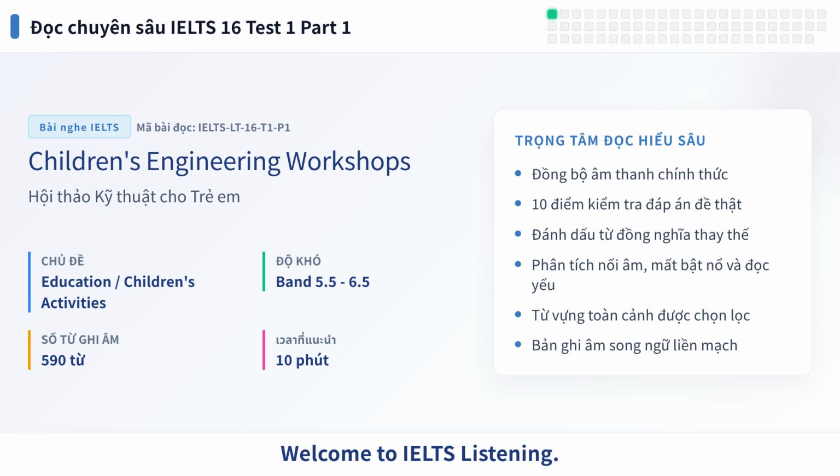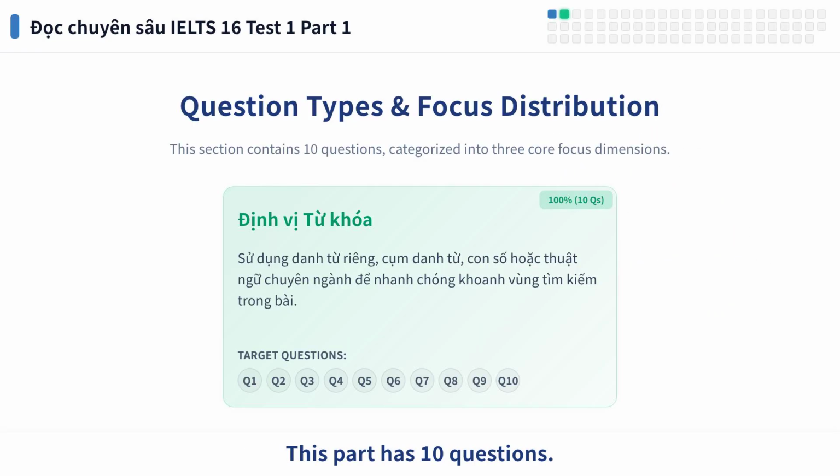Welcome to IELTS Listening. Today we will look at IELTS 16, Test 1, Part 1, Children's Engineering Workshops. This part has 10 questions. All are note completion. The answer limit is one word and/or a number.